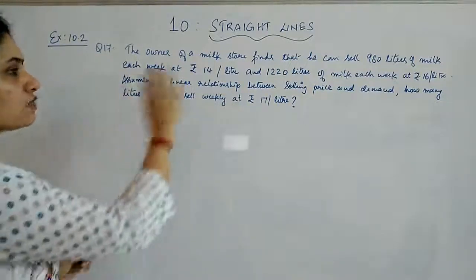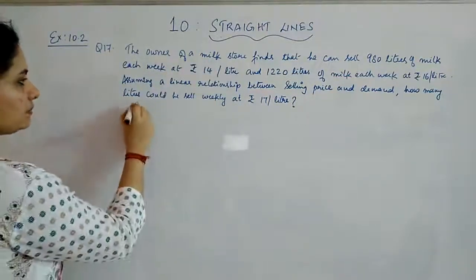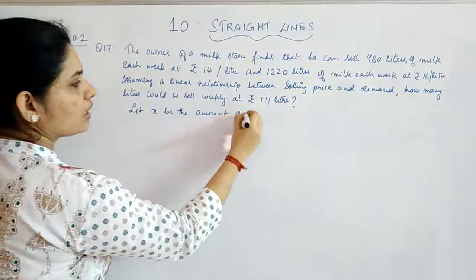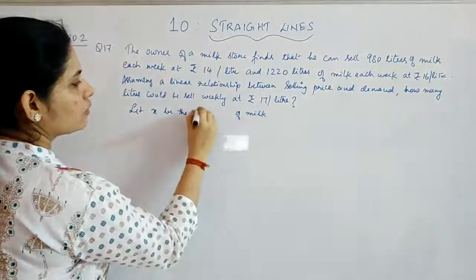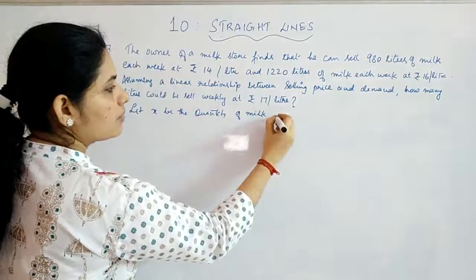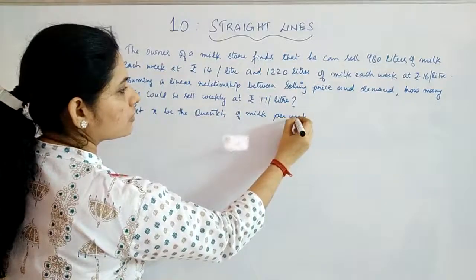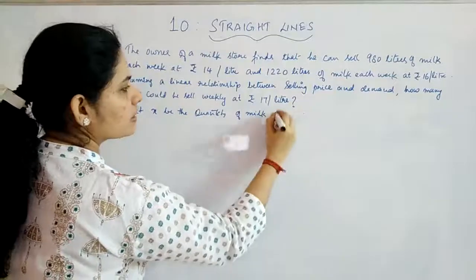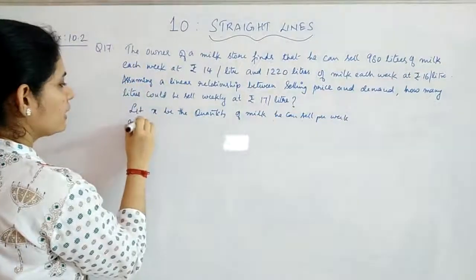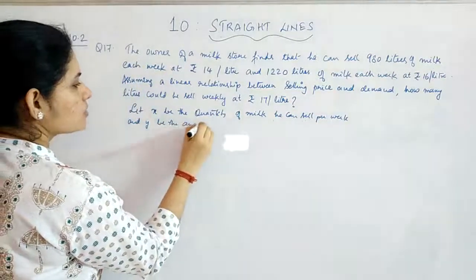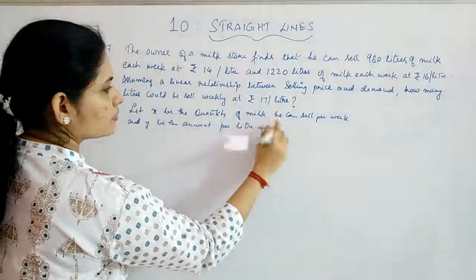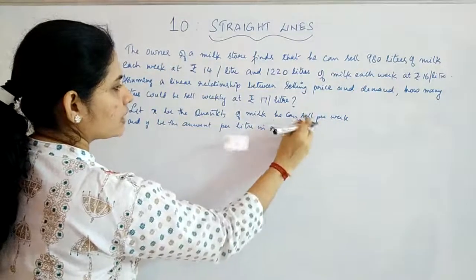So here again we will take x and y variables. Let x be the amount or quantity of milk he can sell per week, and y be the amount per liter in rupees. So you have taken x and y variables.